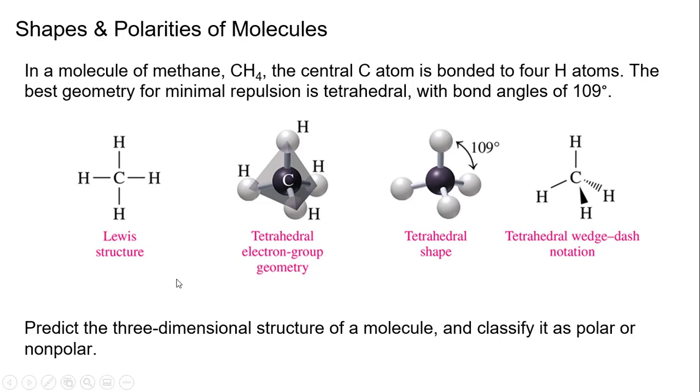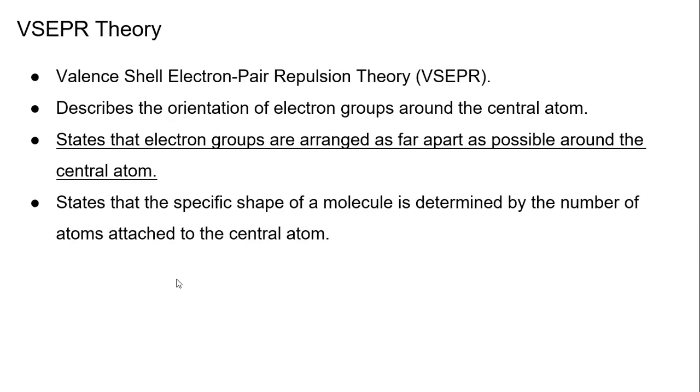So what we're going to do here is determine the polarity of the whole molecule. And that comes with VSEPR, which is valence shell electron pair repulsion theory. VSEPR describes the orientation of electron groups around a central atom. It states that electron groups are arranged as far apart as possible around the central atom. This is to remove repulsion because we're dealing with electrons here.